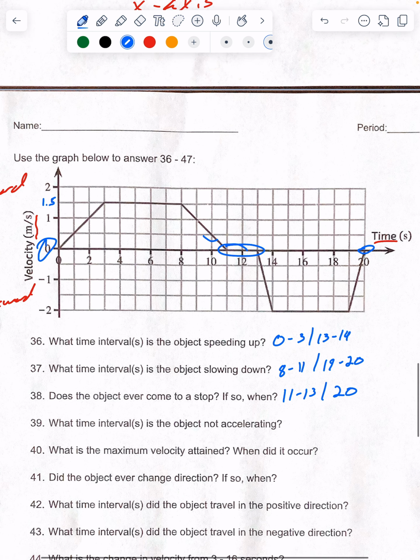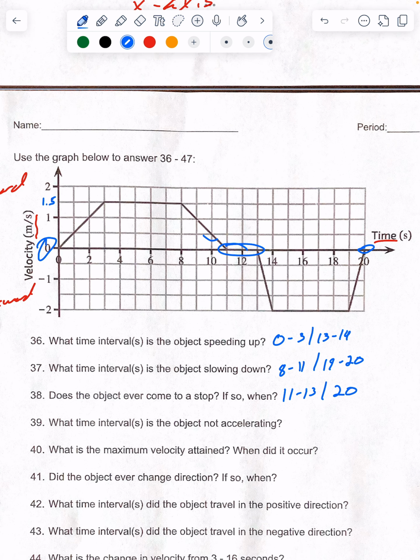At what time intervals is the object not accelerating? That means constant velocity. When are you not changing your velocity? Let me switch colors. That's when I'm looking for flat lines. I am not changing my velocity there. Technically, I'm not changing my velocity here. Just because you're not moving, are you accelerating? No, correct. So would I accept that one? Yeah. And then here. So when are we not accelerating? That would be 3 to 8, 11 to 13, and 14 to 19.